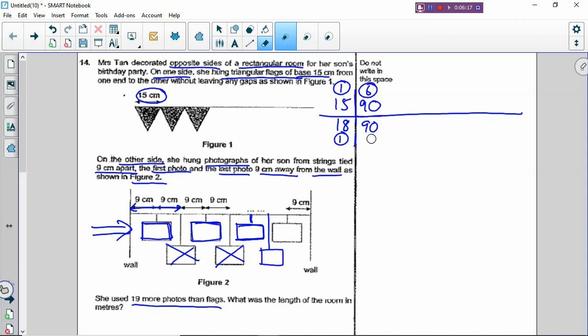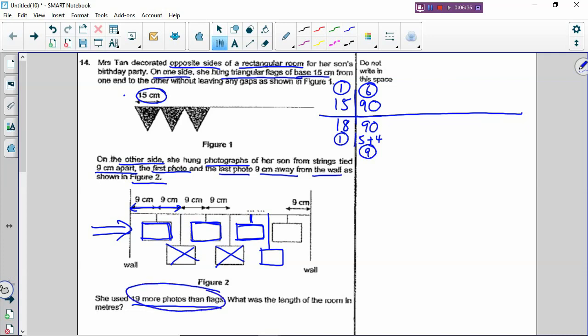Okay, let me just adjust it a little bit. So there are 5 rectangles on top and 4 rectangles below, and the total rectangles will be 9. Right, so there are 9 rectangles if the length of the room is 90 cm. So do I get 19 more photos than flags? No, I don't, because 9 rectangles minus 6 triangles, I get only 3 more. So I have to continue to do listing. This is the method to do your listing.